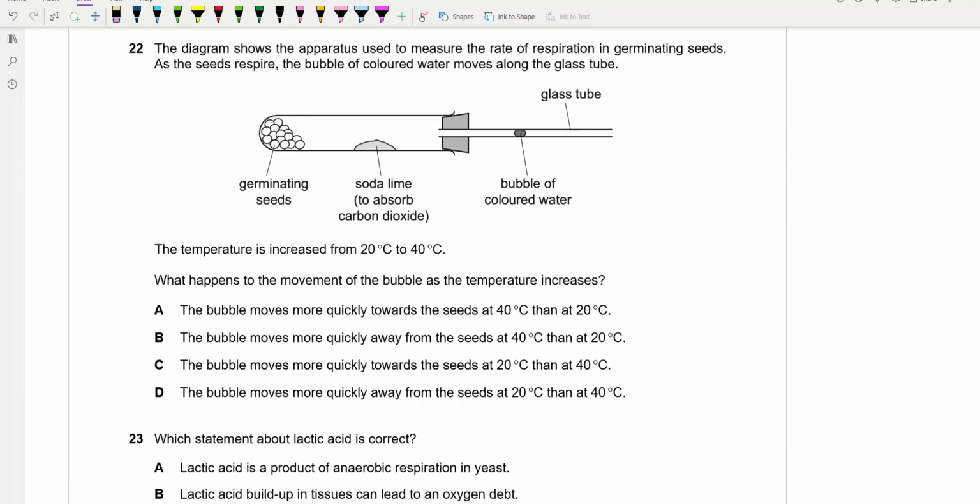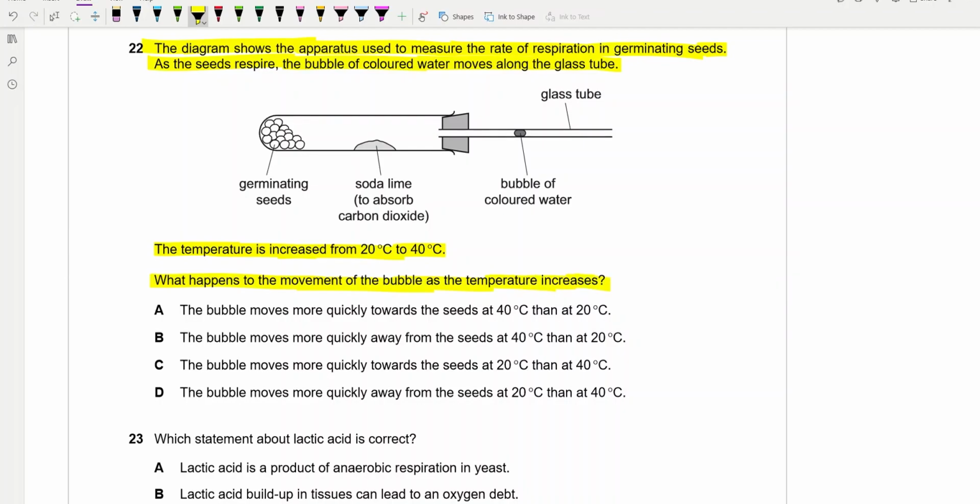Question number 22. The diagram shows the apparatus used to measure the rate of respiration in germinating seeds. As the seeds respire, the bubble of colored water moves along the glass tube. The temperature is increased from 20 degrees Celsius to 40 degrees Celsius. What happens to the movement of the bubble as the temperature increases?